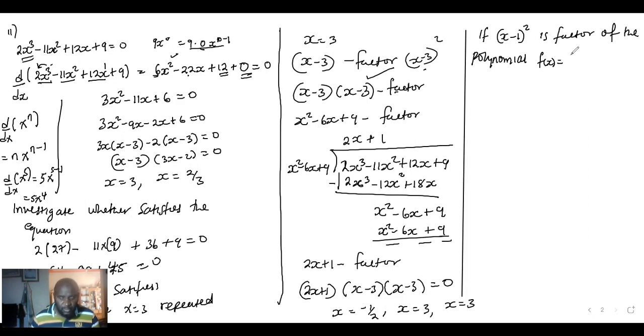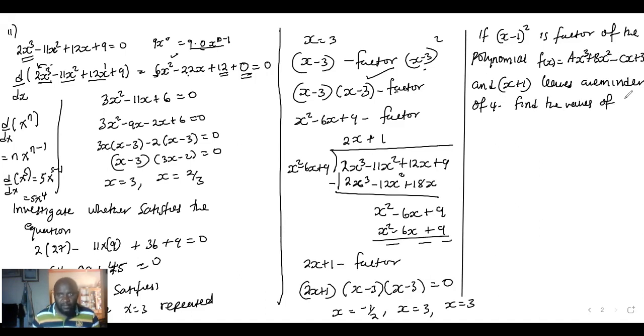the function f of x is equal to ax cubed plus bx squared minus cx plus 3, and x plus 1 leaves a remainder of 4. Now we are mixing work. These are the climaxes of the remainder theorem. Find the values of a, b, and c.